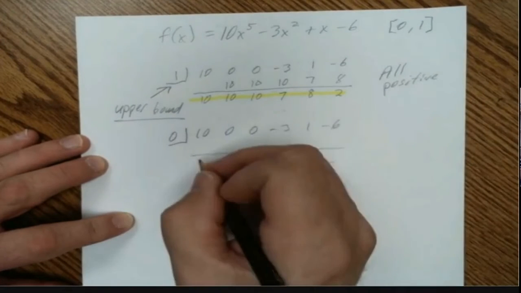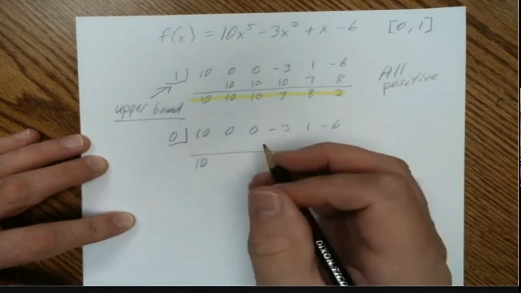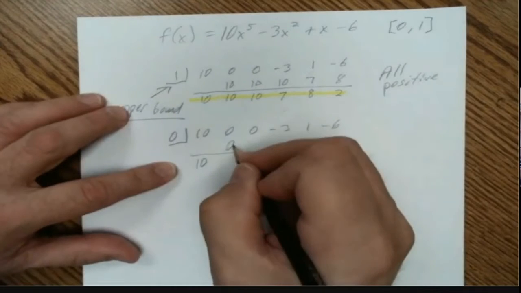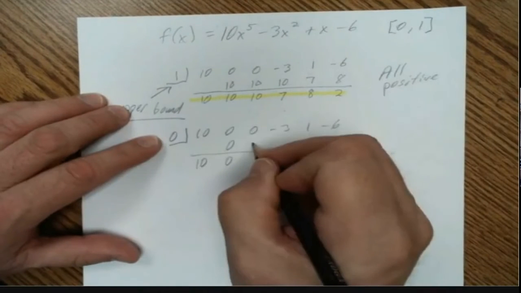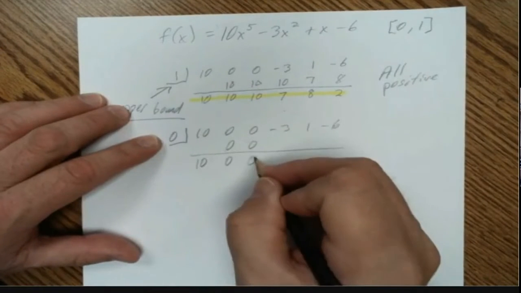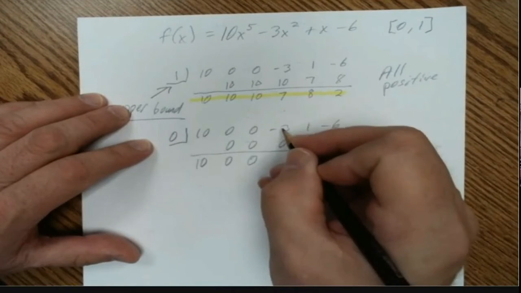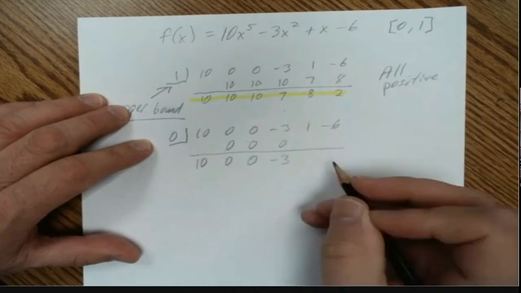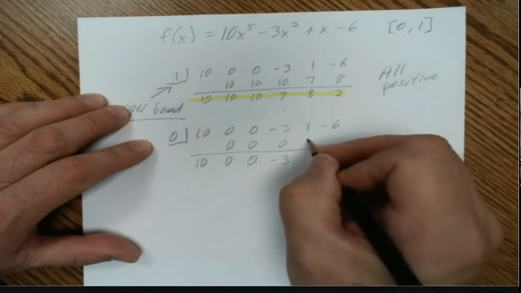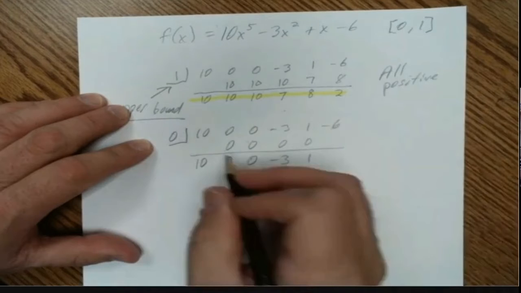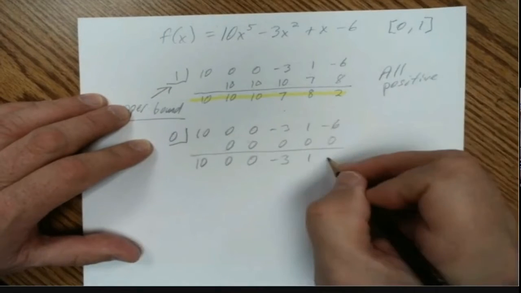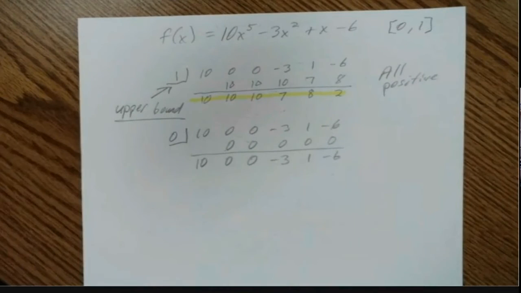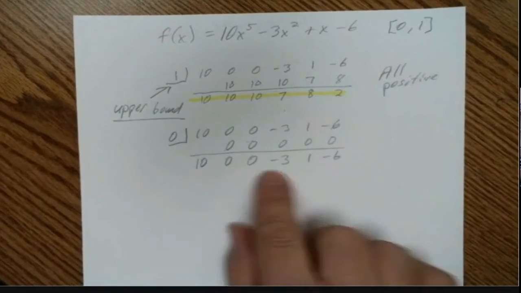Okay, we're going to drop that 10 down. 10 times 0 is 0. Add those together is 0. 0 times 0, add those together is 0. 0 times 0, add those together, it's -3. 0 times -3 is 0. Add those together, it's 1. 0, -6. Okay. This is not all positive.